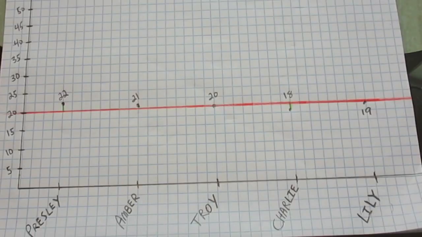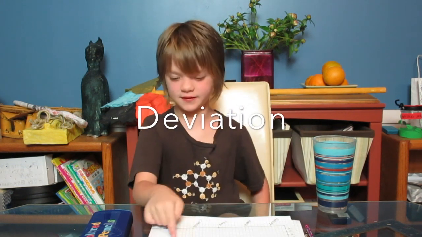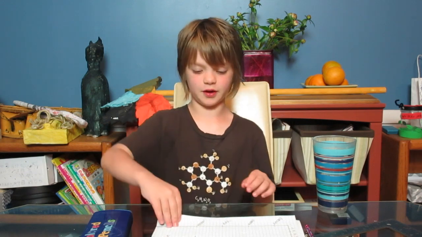In this example, I have 22, and the mean is 20, so I am 2 away. Amber has 21, so she's 1 away. Troy has 20, which means he's 0 away. Charlie has 18, which he is also 2 away, and Lily has 19, and she is also 1 away. If you add together the numbers 2 away, 1 away, 2 away, 1 away, you get 6. You divide 6 by 5 and you get about 1. The mean distribution of this set of numbers is about 1. Let's look at the other one.